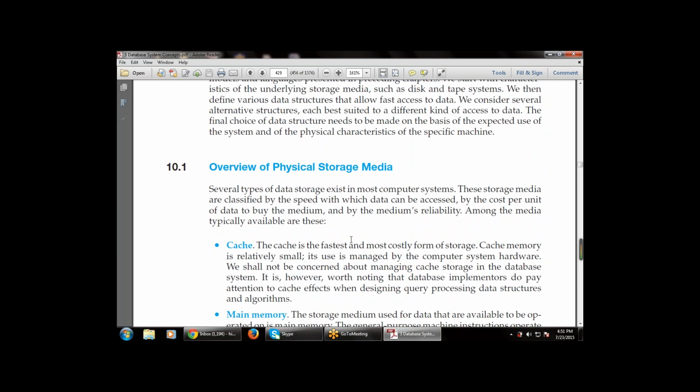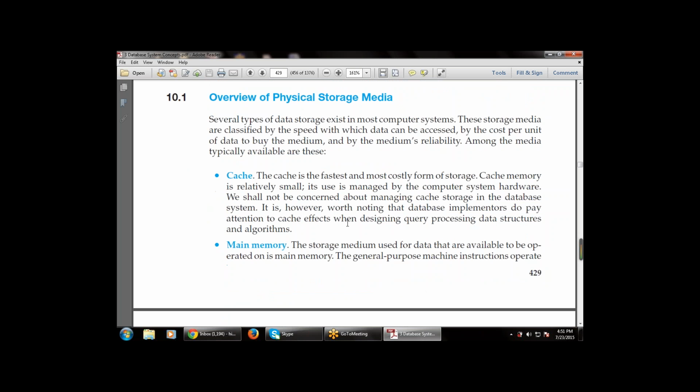Among the media typically available are these. What are the various physical storage media available? One of them is the cache memory. There is no hard and fast rule on how to pronounce it; we can pronounce it as cache memory or cache.